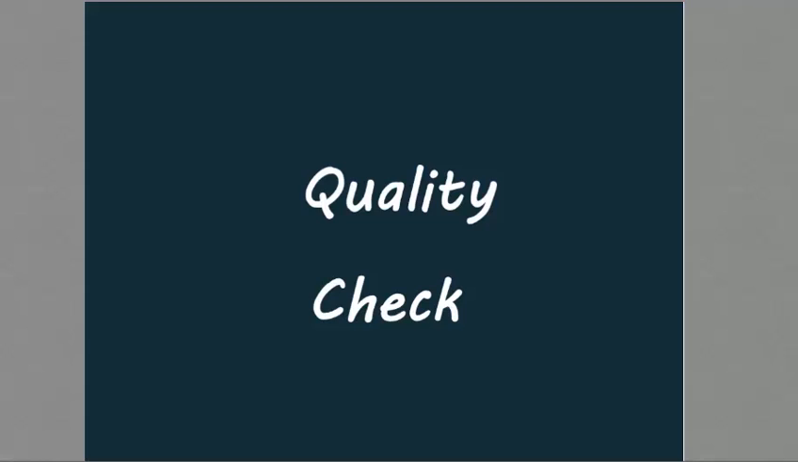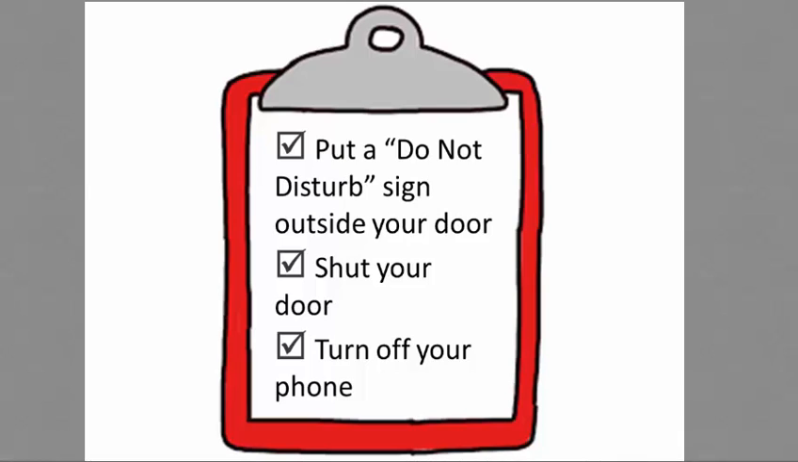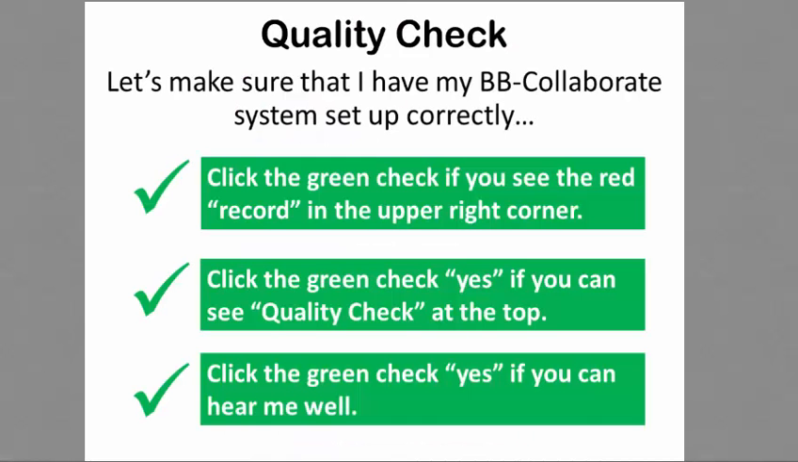We are going to first begin with a quality check to make sure that you can hear everything. We want to put a Do Not Disturb sign outside your door, shut your door, and turn off your phone. Take a deep breath so we can focus. Let's do a quality check and make sure that our systems are working.